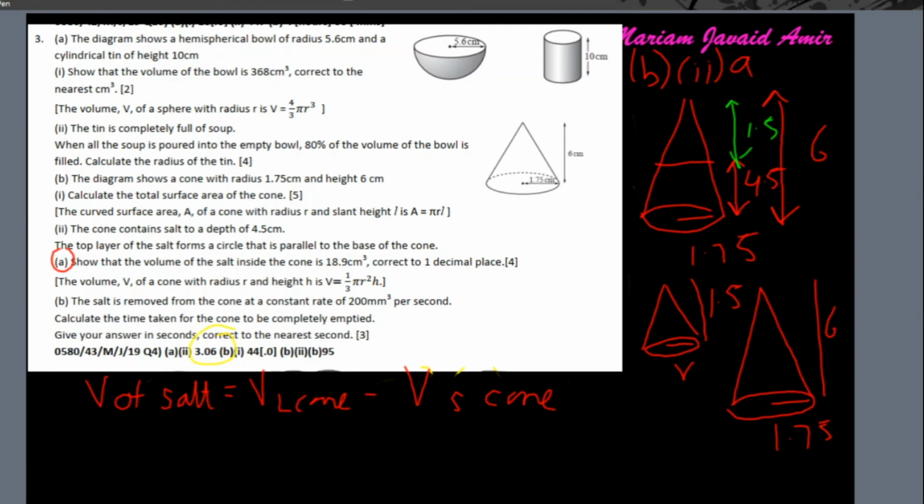So first we'll find the radius of the smaller cone using similar figures, which says r over 1.75 equals 1.5 over 6. So r will be equals to 1.5 times 1.75 divided by 6, which gives us 0.4375.